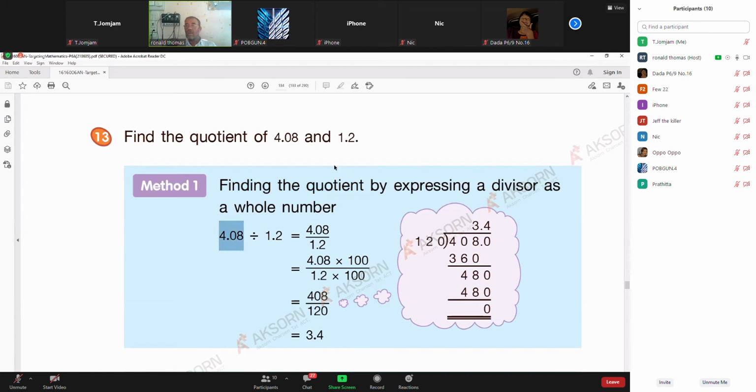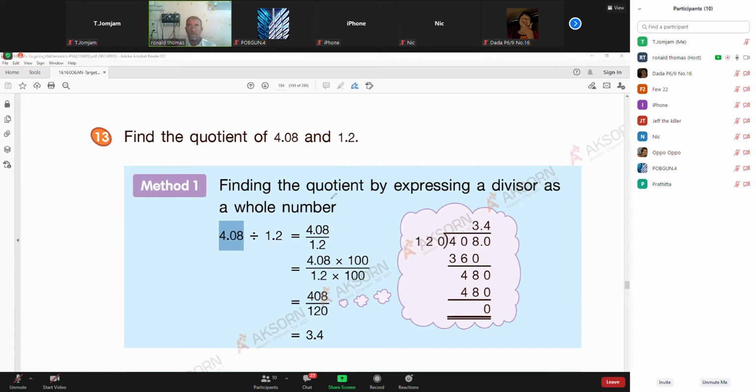4.08 will become 408 as a whole number. 4.08 will become 408.0. And now a whole number. We are going to divide it by not 1.2, 120. So we make it a whole number. Make it a whole number. Okay.